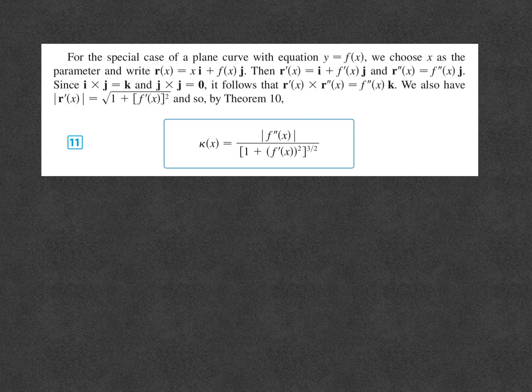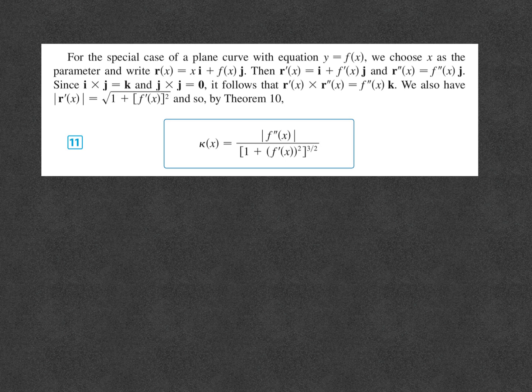We have a special case of plane curve where y equals f of x. And you can read all of that. We let x be the parameter, so r of x equals x i plus f of x j. I said you could read it, and I'm reading it to you. The first derivative ends up being accordingly.